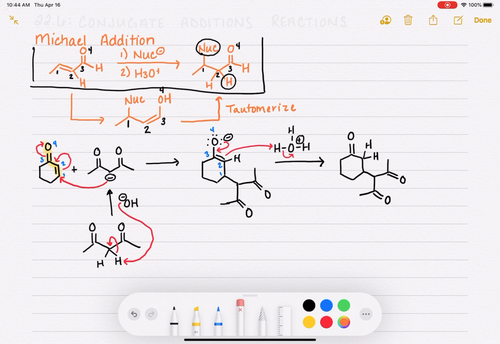Do questions 14 and 15 because it's asking you to draw these mechanisms.